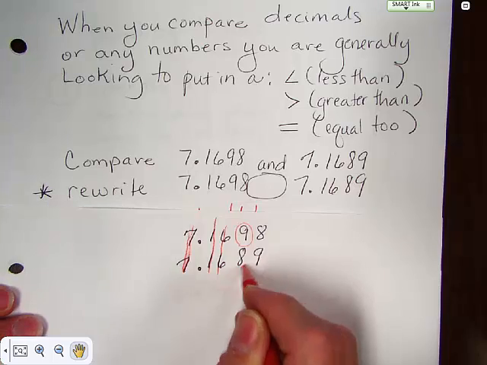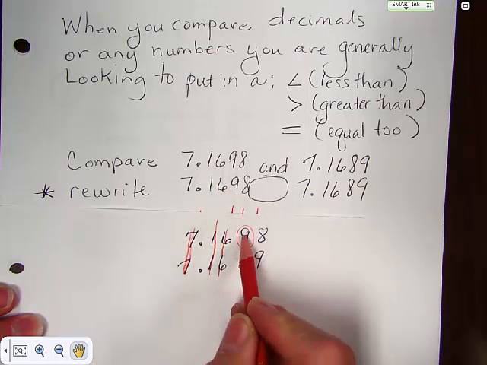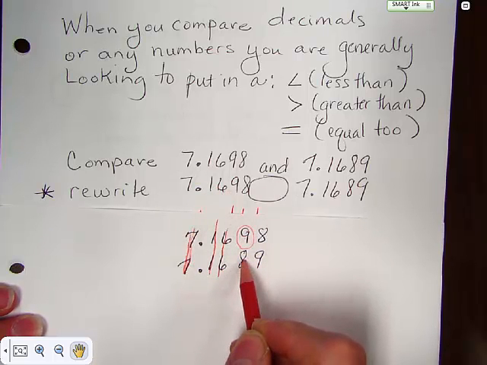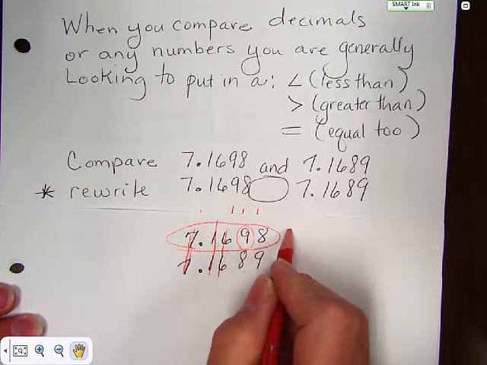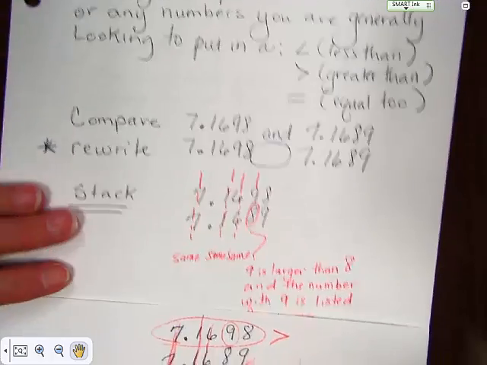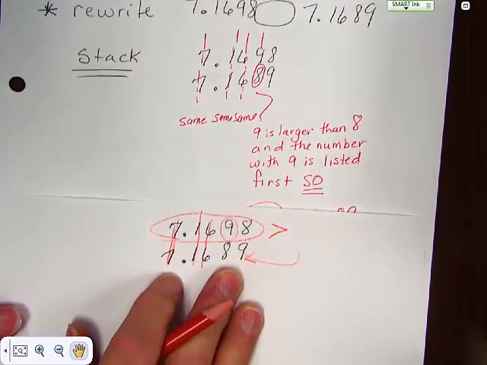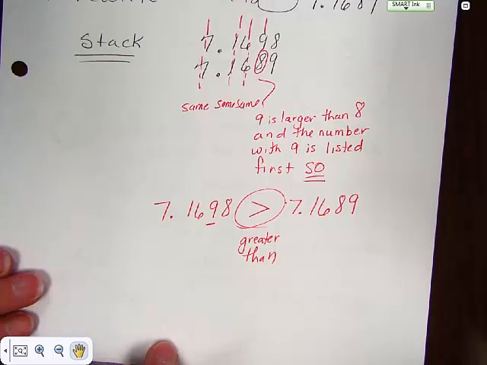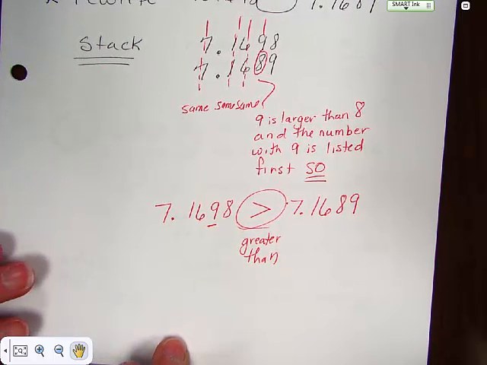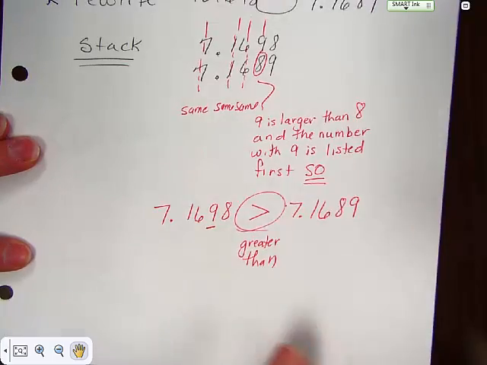In this case, because 7.1698 was listed first, and that 9 is larger than this 8, that is going to mean that this number is larger than this one. So you can put it this way: we know the 9 is larger than the 8, and the number is listed first. Therefore, 7.1698 is greater than 7.1689. Pretty simple process. Not all that hard to do. I really want this in your notes. It helps you to do things later on.